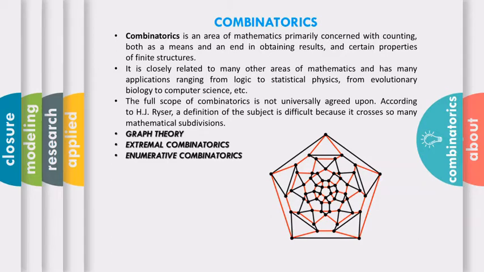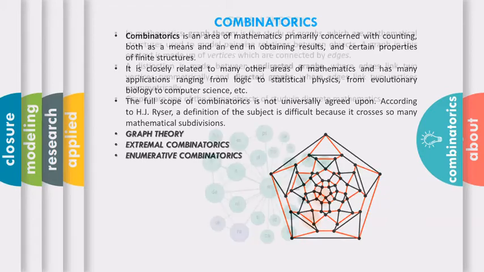The full scope of combinatorics is not universally agreed upon. According to H.J. Ryser, a definition of the subject is difficult because it crosses so many mathematical subdivisions. So it is very difficult to define combinatorics. In combinatorics, we will learn about graph theory, extremal combinatorics, and enumerative combinatorics. So let's begin with graph theory.